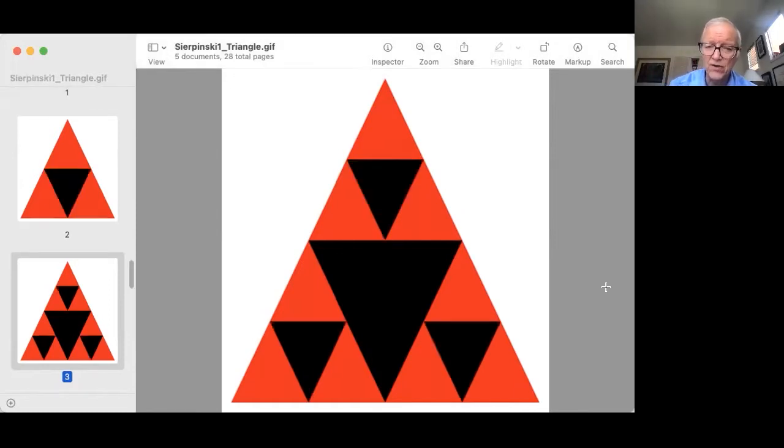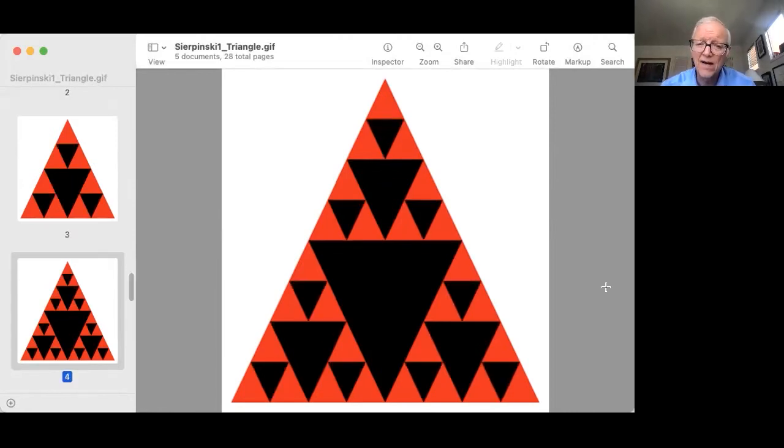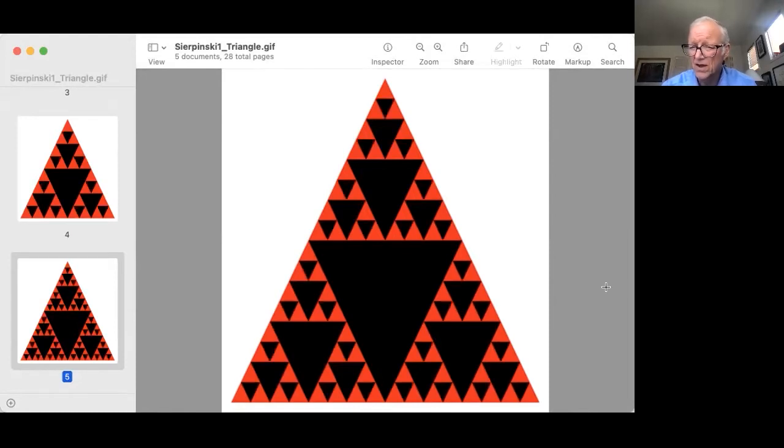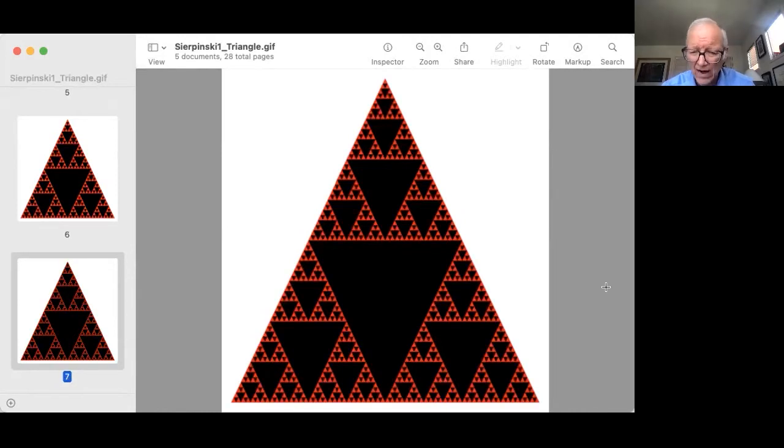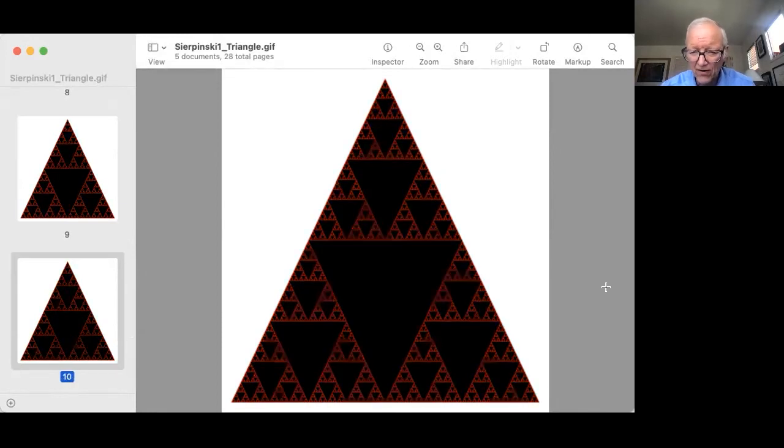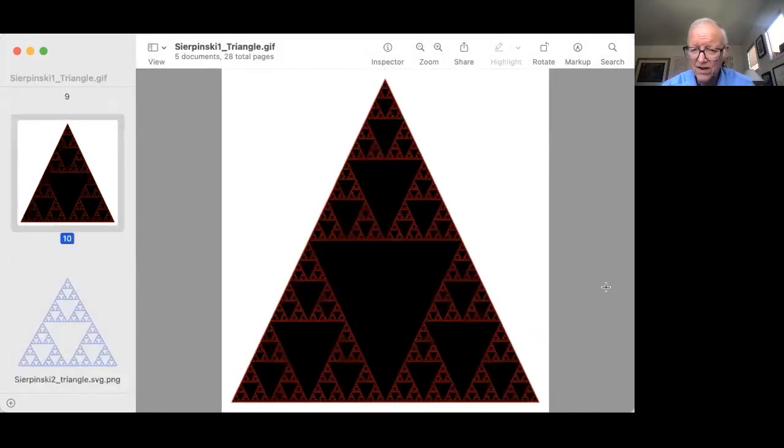And if we continue to do this, this is the next step, and then we continue, and you can see that we're getting a self-similar pattern, the same pattern on a smaller and smaller scale. And in the limit, it's like these black pieces fill the complete triangle, and you can't even see the red anymore.